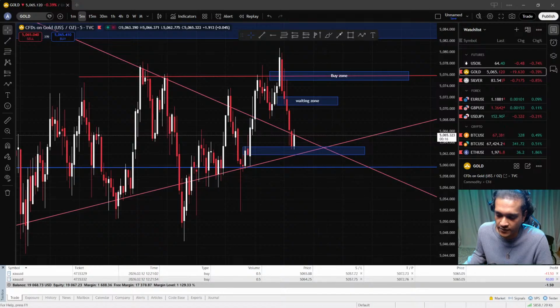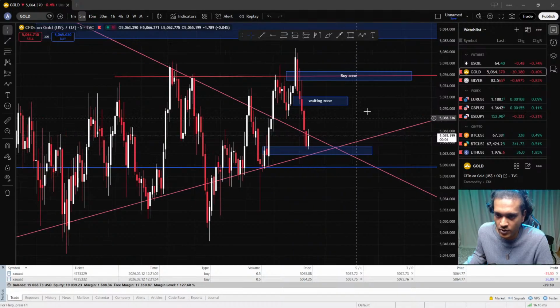So we're going to take SL at 58. So we'll pull it back again. Yeah, I put it at 57, so just nice, exactly where we wanted it to be.